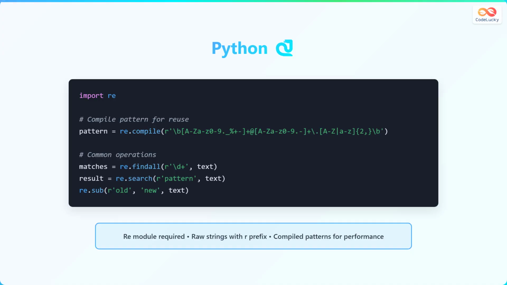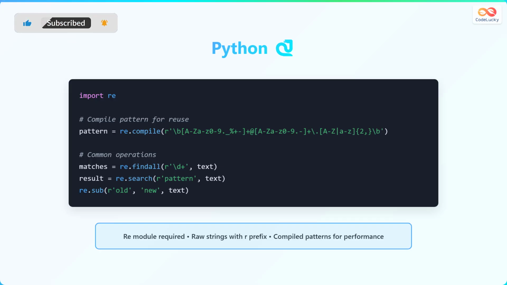Next, let's look at Python. In Python, you need to import the re module to work with regular expressions. You can compile a pattern for reuse using the re.compile method, for example, a regular expression to match an email address. It starts with \b, which marks the boundary, followed by one or more alphanumeric characters, dot, underscore, percentage, plus or minus signs, then an at symbol, followed by alphanumeric characters, dots, and hyphens, then a dot, and then 2 or more upper or lowercase alphabets, and finally \b, marking the end.